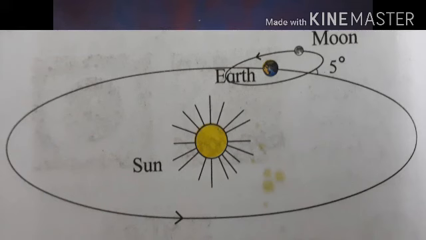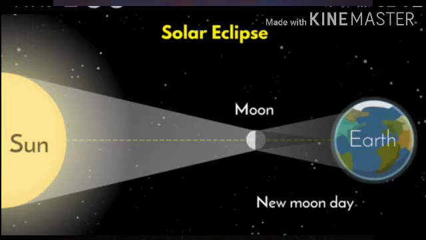Even then, the Sun, the Moon and the Earth may not be in the same plane or in the same line on every new moon or full moon day. Hence, eclipses do not occur on every full moon or new moon day. On some new moon day, the Sun, the Moon and the Earth fall in one straight line and they are all in the same plane. In such condition, solar eclipse occurs.